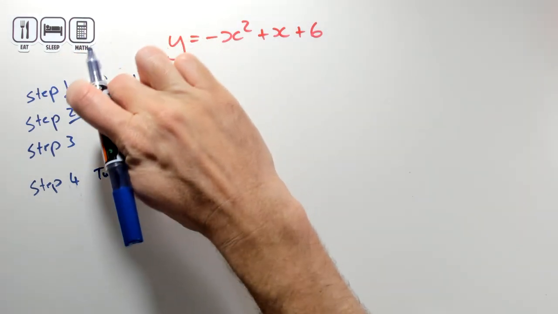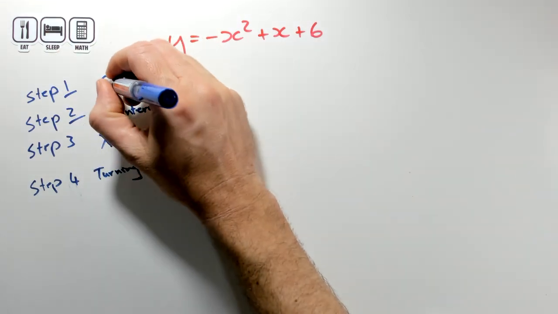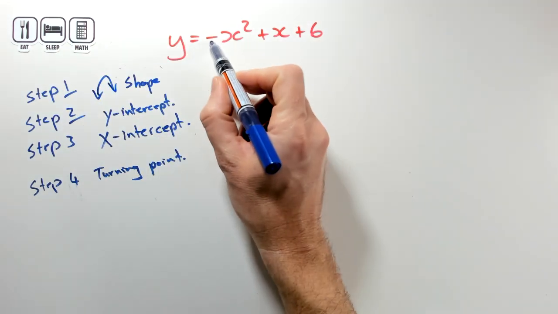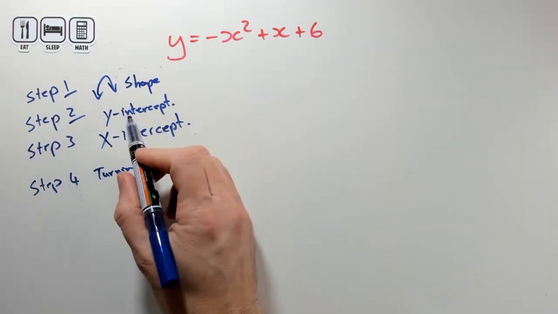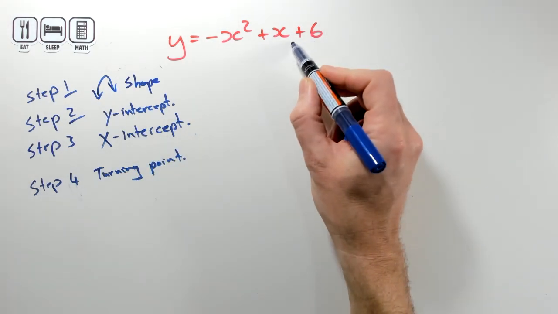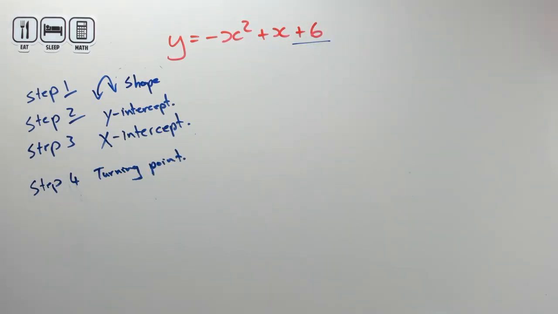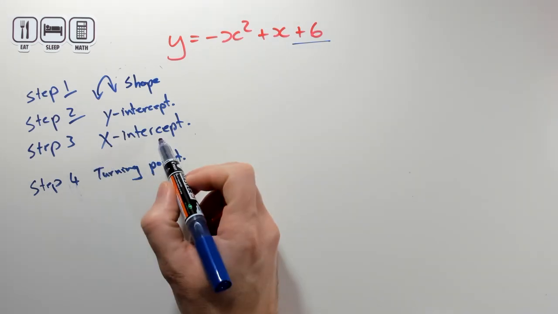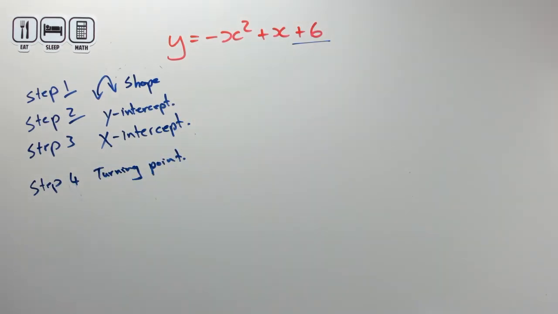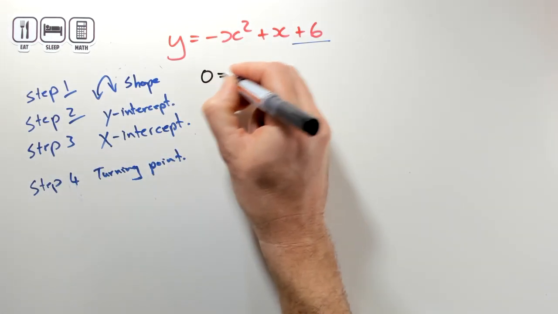So let me just change that into our shape is an unhappy, sad parabola, because that's a negative. And the y-intercept is pretty easy. I'm just going to read that off. That's plus 6. So to find the x-intercept, I have to make y 0, and then factorize.